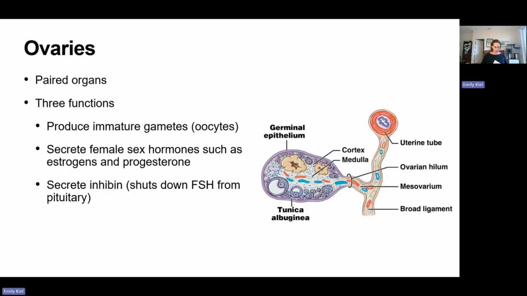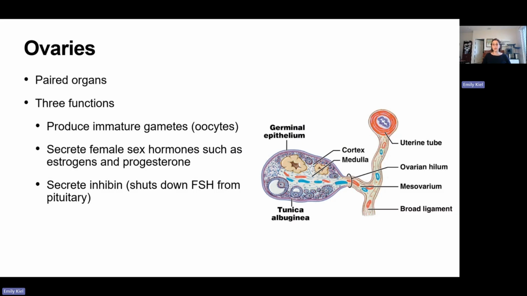So your ovaries, they are paired organs, and they have three functions. So they're going to produce immature gametes. They're going to secrete female sex hormones, such as estrogen and progesterone, and they're going to secrete inhibin because we need inhibin to shut down the process. Again, too much of these hormones is not more helpful for us.